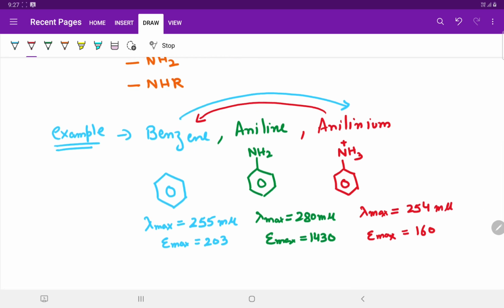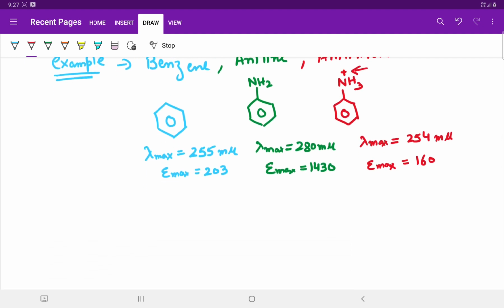The reason being there is no lone pair of electrons. In benzene, you can see simply that there is no auxochrome present, but in aniline the presence of NH2 leads to the shift of lambda max value towards the longer wavelength, around 280 millimicrons or 280 nanometers. But in the anilinium ion, due to absence of lone pair in the nitrogen atom, you can see here, there is no lone pair of electrons. So due to this the auxochromic effect is not present, and that leads to the lambda max of 254 millimicrons, somewhat near to the benzene molecule.